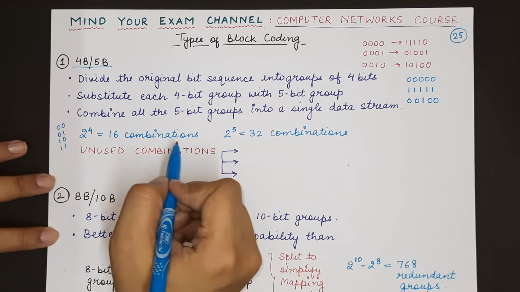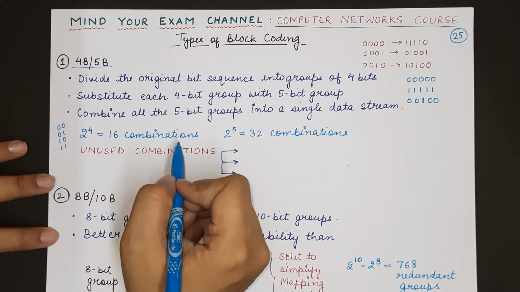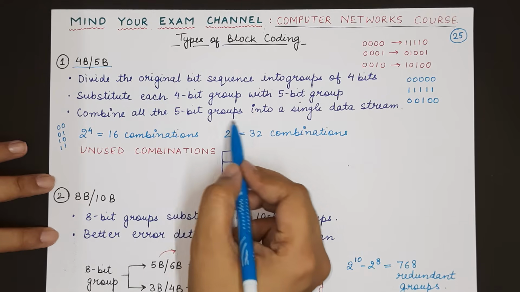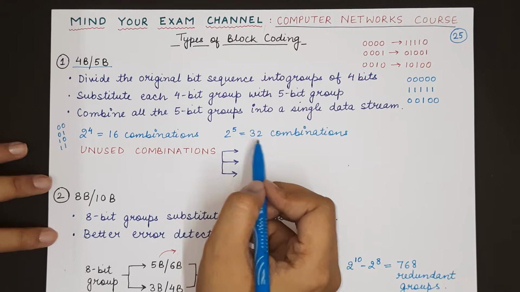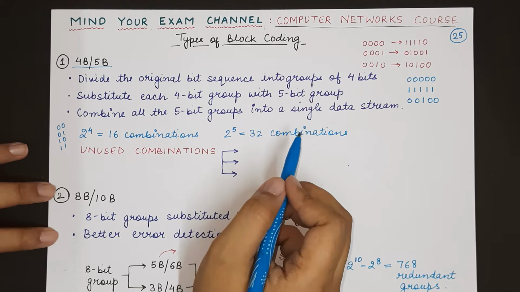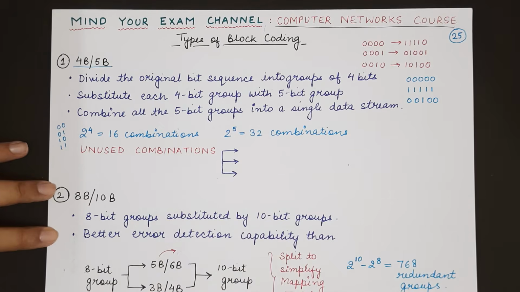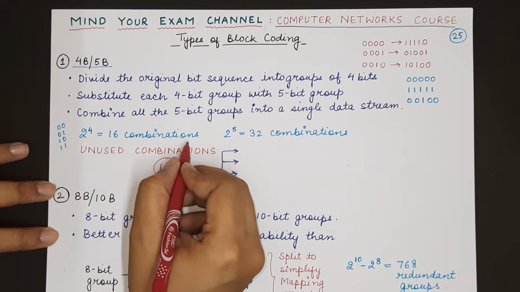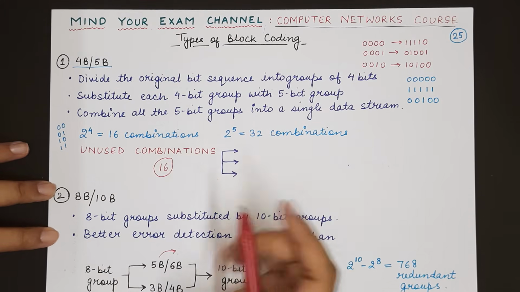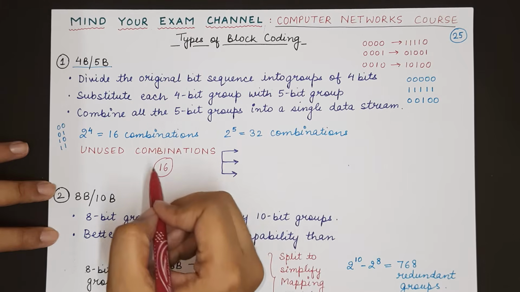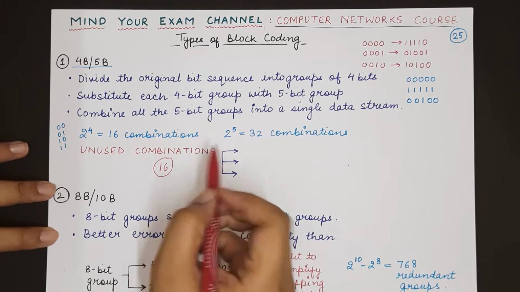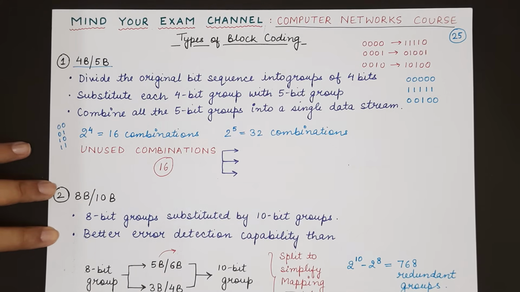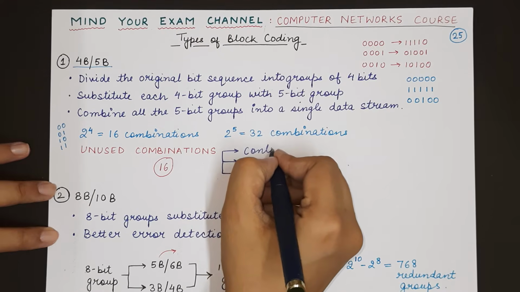So originally 16 different combinations were possible with the original data stream, and now since each group consists of 5 bits, 32 different combinations are possible. So that means there are 16 unused combinations. The original 16 combinations will be used for data transmission, that means they will represent data, whereas the unused combinations, 32 minus 16 gives you 16, will be used for control purposes.